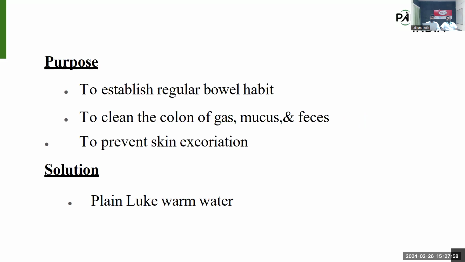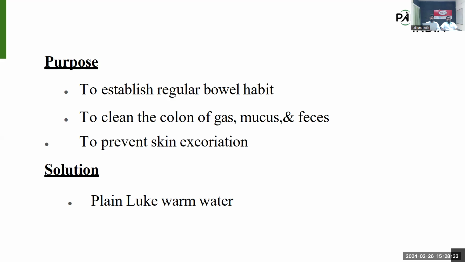So what actually is colostomy irrigation? As the word irrigation means, we completely flush, clean or wash out the whole colon with water. That's colostomy irrigation. Why do we need to do it? The main purpose is to establish a regular bowel habit. Every person has a bowel habit, maybe in the morning, maybe at night, or maybe twice a day.